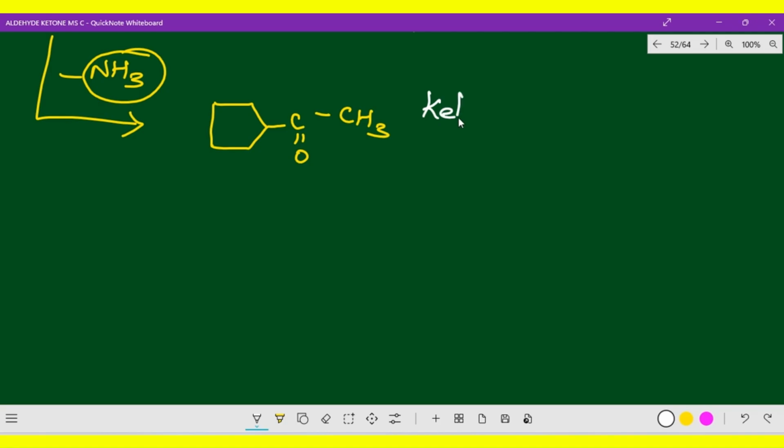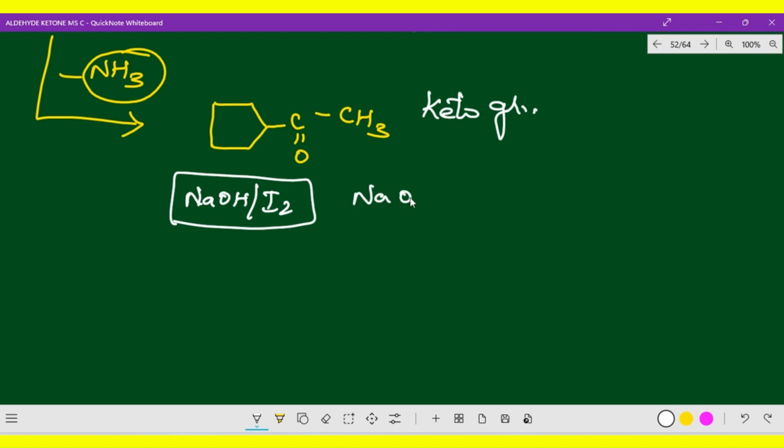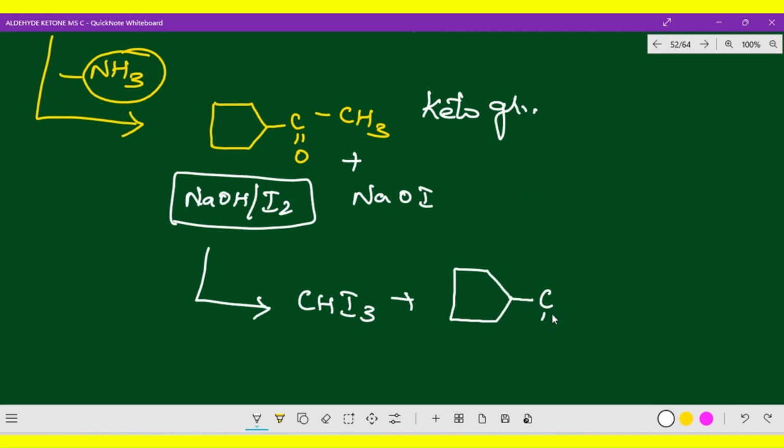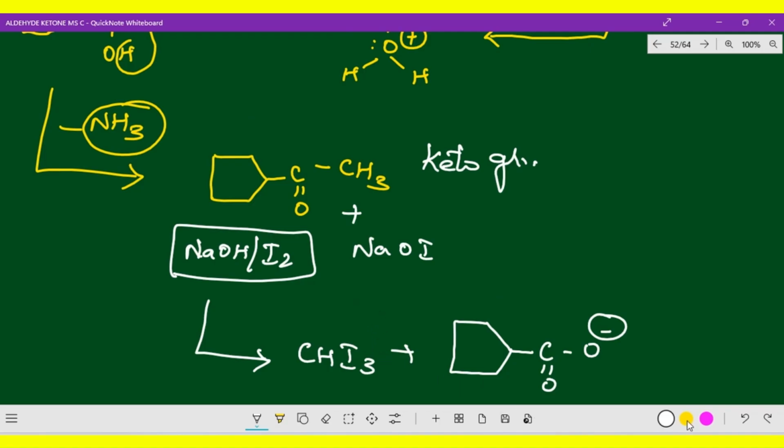Okay, this keto group combined with the iodoform test reagent, that is actually sodium hydroxide along with I2. So indirectly they mention sodium hypoiodite. Okay, so what is the product you will be getting? CHI3 plus the related salt, C double bond O, O minus. So this is the product B, this is the product C, and this is the product A. What is A? It is a keto group only they mentioned.